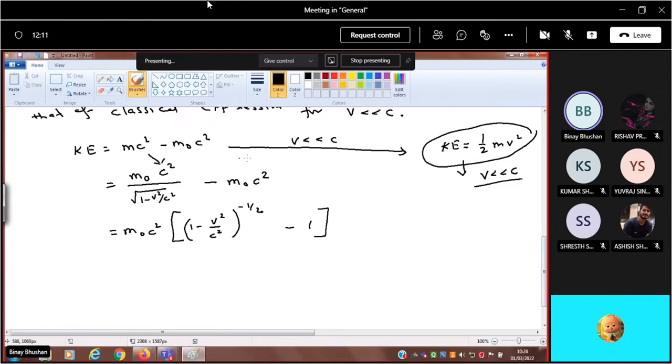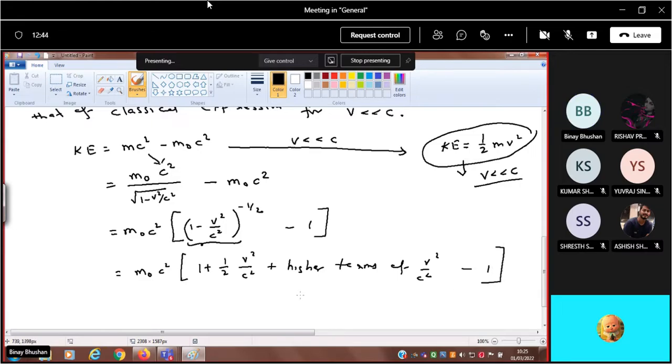Okay. Now I expand this quantity here, this one, using binomial expansion. So what I will get? I will get m naught c square times 1 plus half v square by c square, then plus higher terms of v square by c square, and then minus 1. Okay, is it clear?